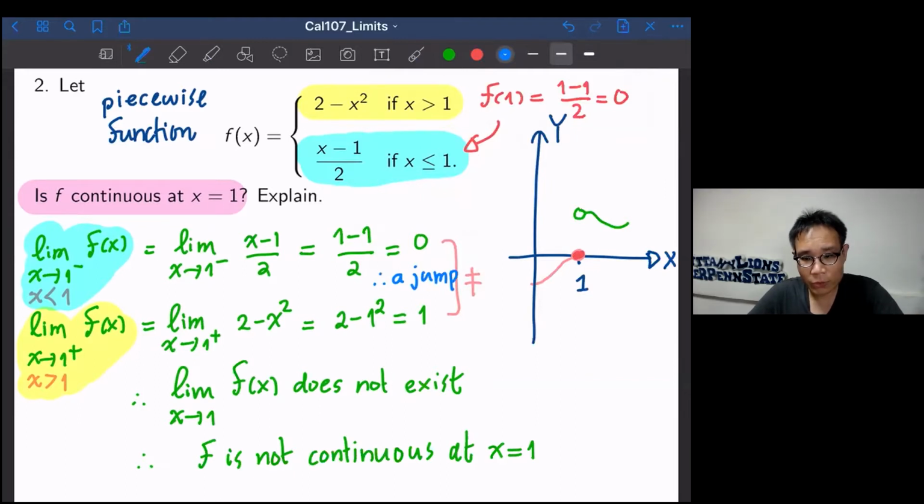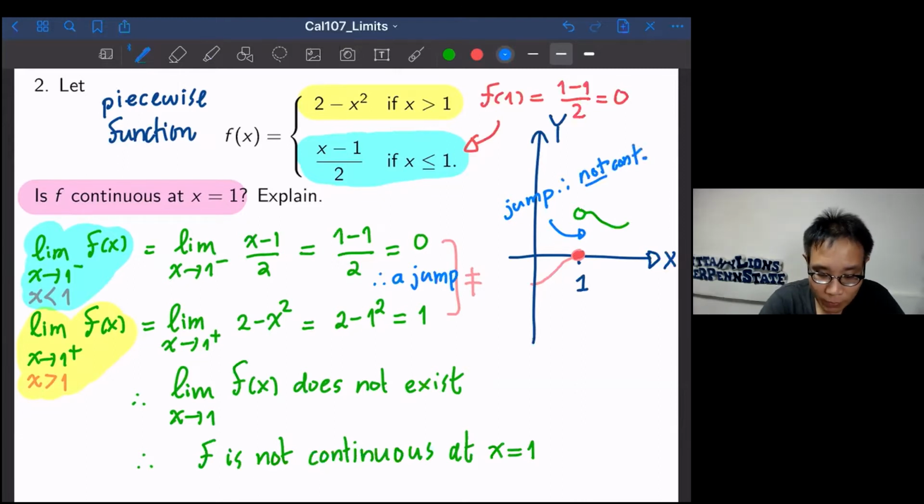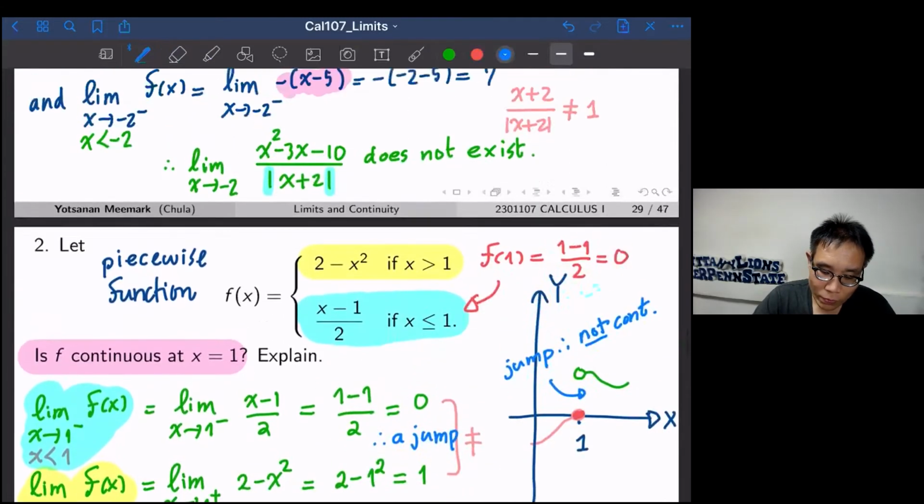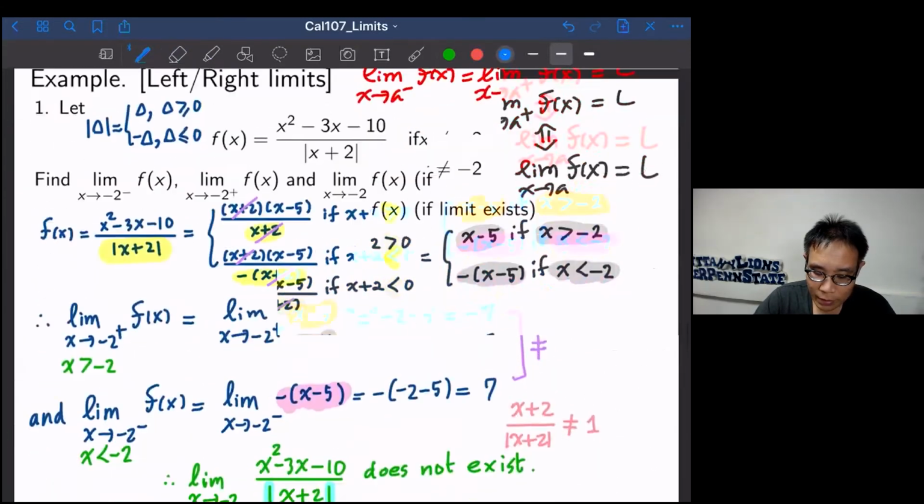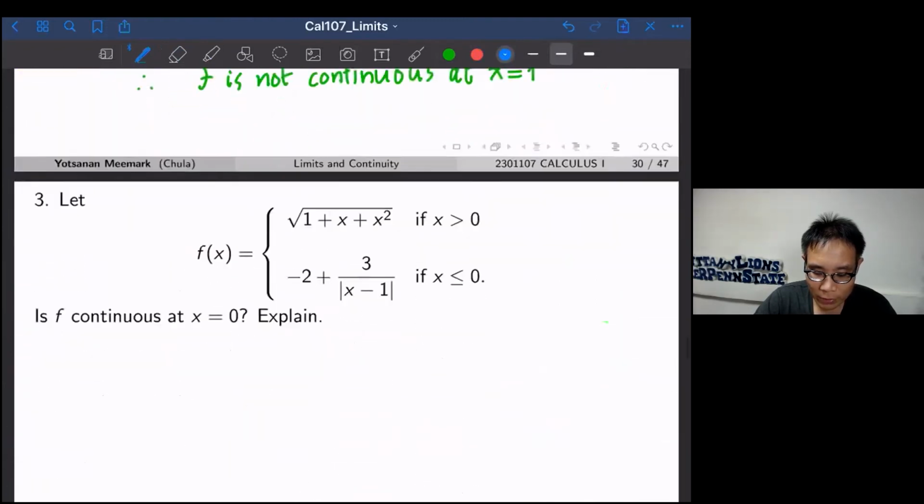So you have the jump from left to right like this, and you're going to say that, oh, this one you have a jump here, so not continuous. Okay, so you have not continuous. So it's not a continuous function.